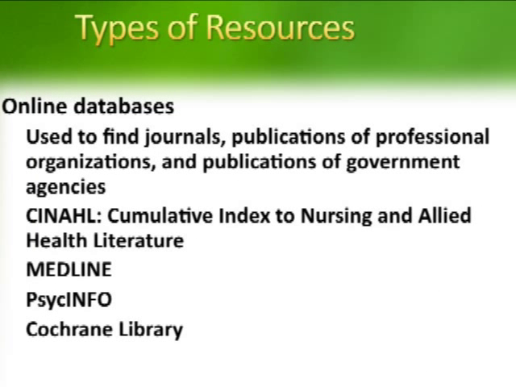Now, there are several types of resources. You're probably familiar with some of these, and the librarian came into our first class to help us figure this out. There are online databases, and you use them to find journals and publications of professional organizations and publications of government agencies. And I'm sure you've all used CINAHL, which is the Cumulative Index to Nursing and Allied Health Literature. You can go into Medline, that is mostly medically based articles. PsycInfo, if you want to look at psychologically based articles, and the Cochrane Library.